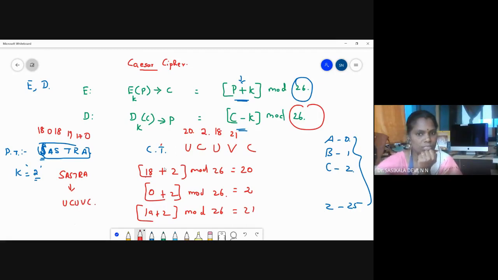The decryption is simply the reverse process. 20 is in the ciphertext, and we need to recover the plain text. So this is the encryption. For the decryption, the ciphertext minus the key, which is 2, then do mod reduction with 26. 20 minus 2 is 18, 18 mod 26 is 18. What is the 18th character? We can recover it by using a simple subtraction operation.